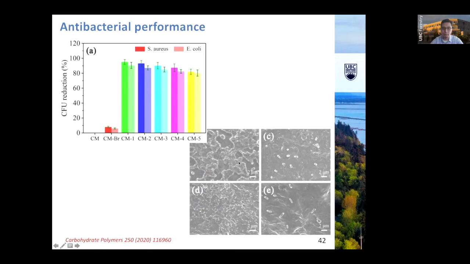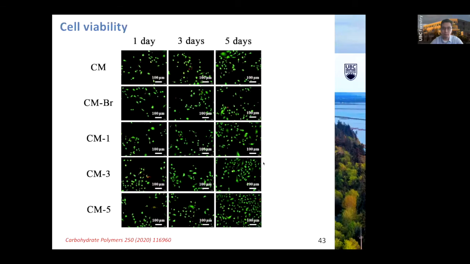This is the modified one, so we can see there's a significant reduction of the bacterial adhesion compared to the original one. It also showed very good cell viability. By incubating the fibroblast cells in the extract, after 5 days they still see very high cell viability, which is the fluorescent dye in green color. There are a couple of dead cells in red color, but even the control has some dead cells.